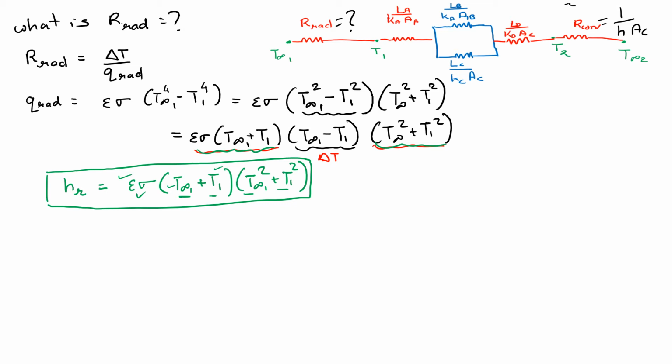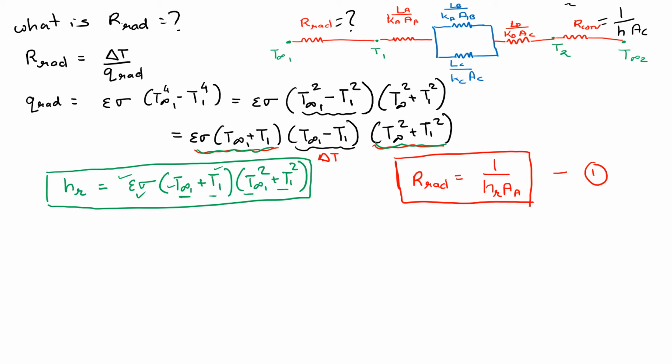So our resistance due to radiation will now simply be 1 upon hr into A. This is how you represent your resistance due to radiation, and let's say this is equation 1.